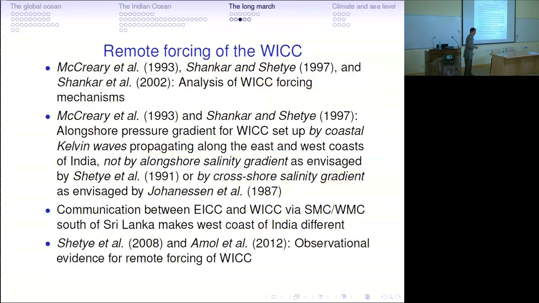The trouble with this idea was this remote forcing of the West India Coastal Current. Every time we wrote a paper, there was one question that would come: where's the evidence for that?